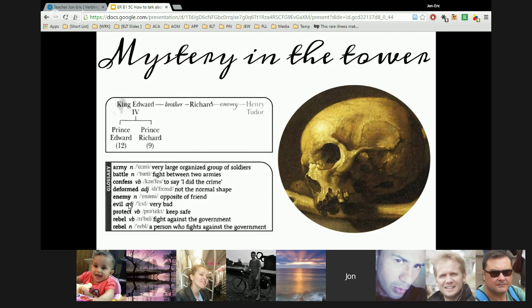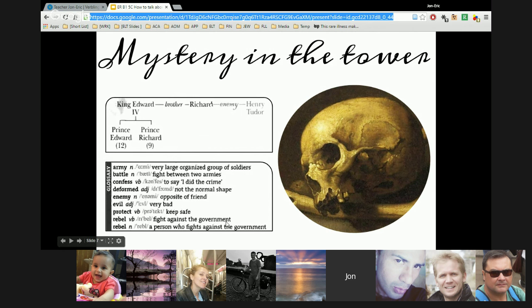Evil, protect. And then to look at the last 2. I don't know if you can see the last 2 if they're cut off. Okay, if you want, you can. Rebel. There you go. Notice that there's 2 rebel words. The verb, which is rebel, fight against the government, and on the very bottom, rebel. So you've got rebel and rebel. Rebel is the noun, it's a person, and rebel is the verb.